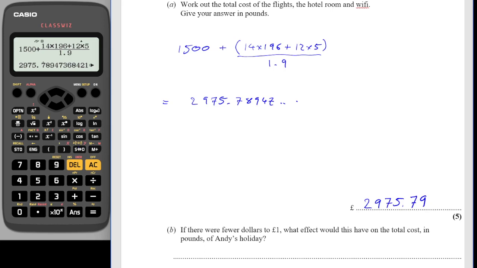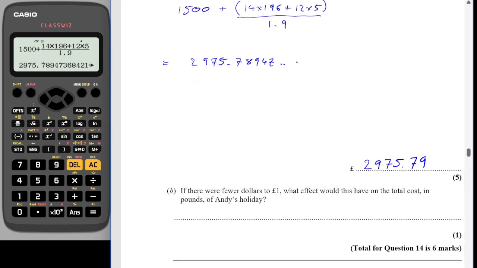If there were fewer dollars to pounds, what effect would this have on the cost in the hotel? So fewer, so we're dividing this by a smaller number, so this here would become a bigger number, so Andy would have to pay more. So the total price would increase.